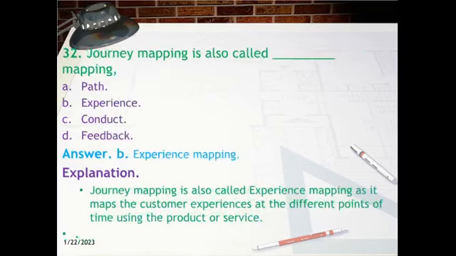33. Journey mapping is also called mapping, path, experience, conduct, feedback. Answer: B. Experience mapping. Explanation. Journey mapping is also called experience mapping as it maps the customer experiences at the different points of time using the product or service.